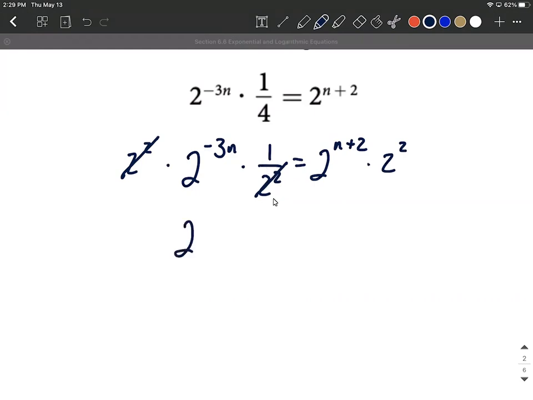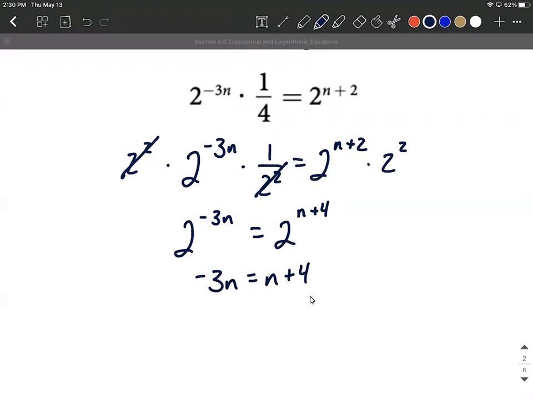So now we have 2 to the -3n power equals, to combine these exponents together on the right-hand side and just have 2 to a power, what we're going to have to do is add these exponents together. So in combining n plus 2 plus another 2, I can rewrite this as n plus 4. Now that we have 2 to a power on each side, we can drop those bases and set the exponents equal using the one-to-one property of exponential functions.